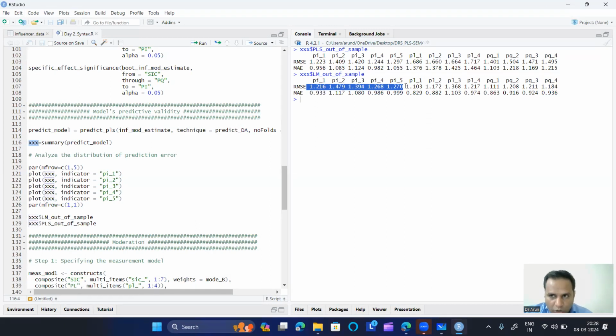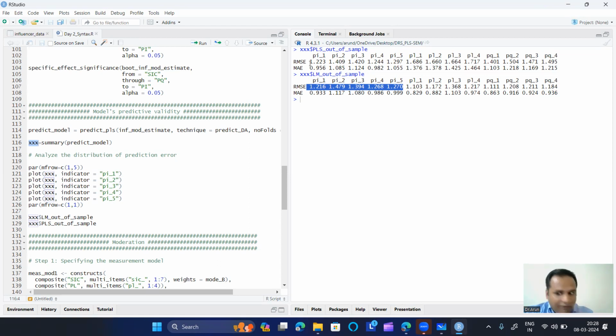If the majority of the items in PLS out of sample are lower than LM out of sample, we say the model has medium prediction power. If all the items in PLS out of sample are greater than the LM out of sample, we say our model lacks prediction. Now let us see.